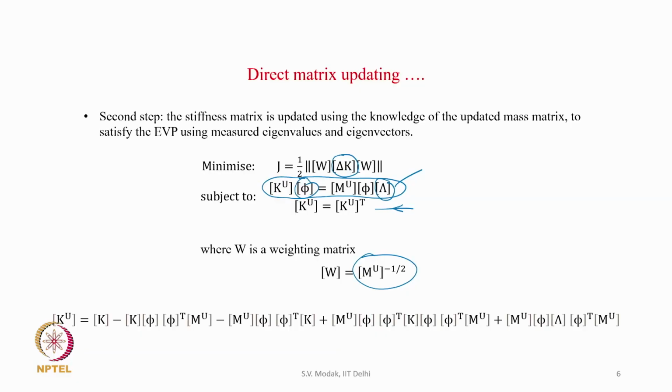So, let us look at what expression we get after minimization for the updated stiffness matrix. This is the expression. On the left hand side we have Ku, the updated stiffness matrix, and on the right hand side we have matrix K, which is the stiffness matrix of the initial FE model, then matrix phi, the measured eigenvector matrix, then the matrix of measured eigenvalues, and also Mu, the updated mass matrix. These are the various matrices appearing on the right hand side, and these are all known, and hence we can compute the updated stiffness matrix using this equation.